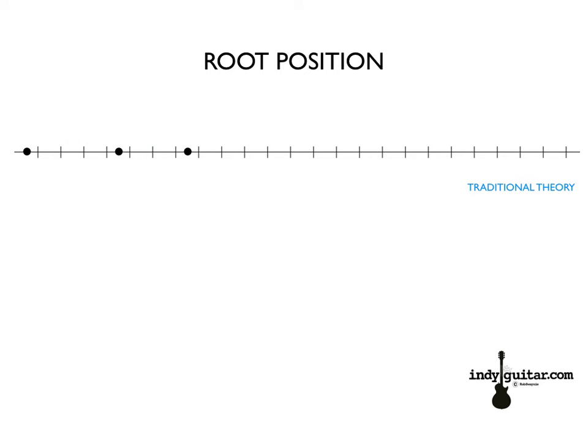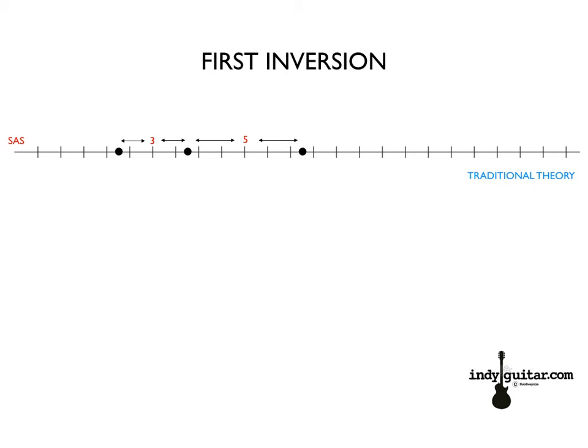Now if we take the bottom note and put it up an octave, we still have the same 3 notes, even though one note's an octave higher. This is called a first inversion. 3 frets on the bottom, 5 frets on the top. That's a perfect fourth. Third, fifth, and root. This perfect fourth is really confusing because 4 equals 5. People do not like it.